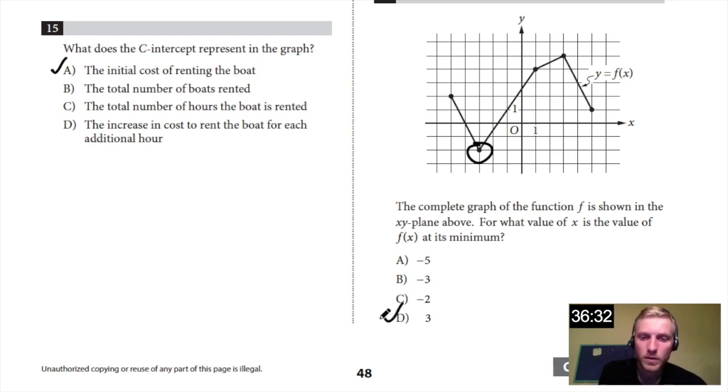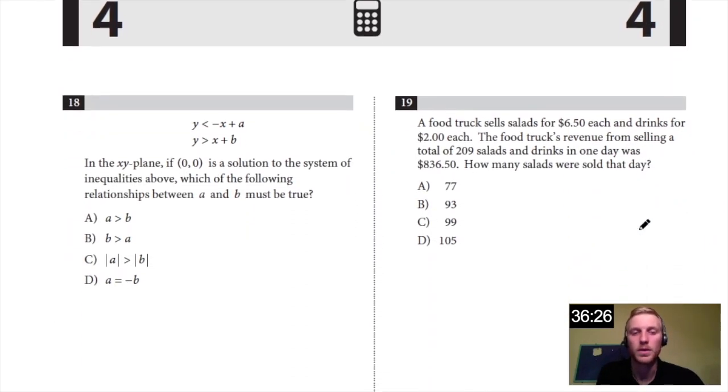So the answer is negative 3. Answer B. So x equals minus 3.